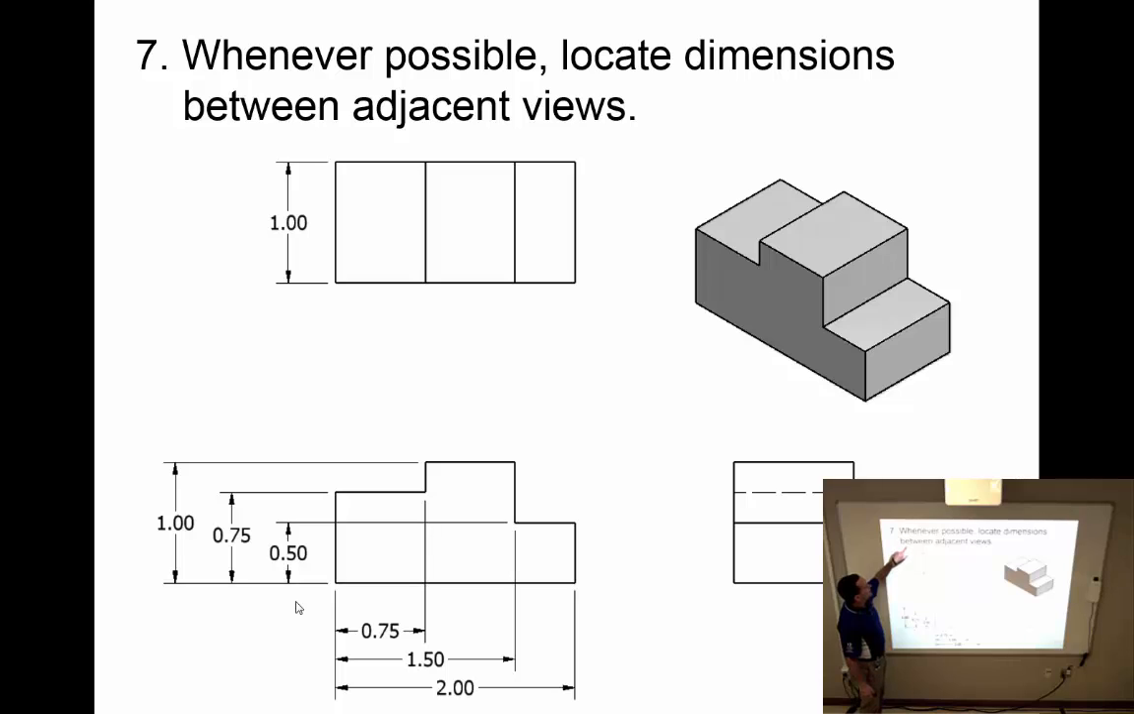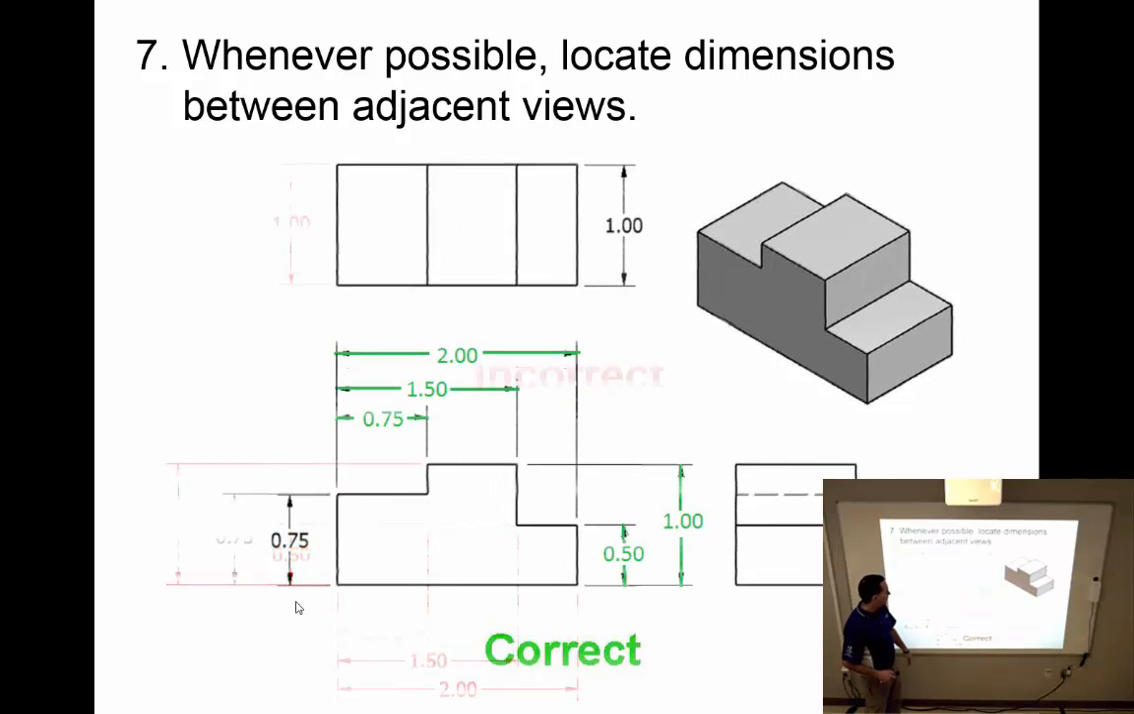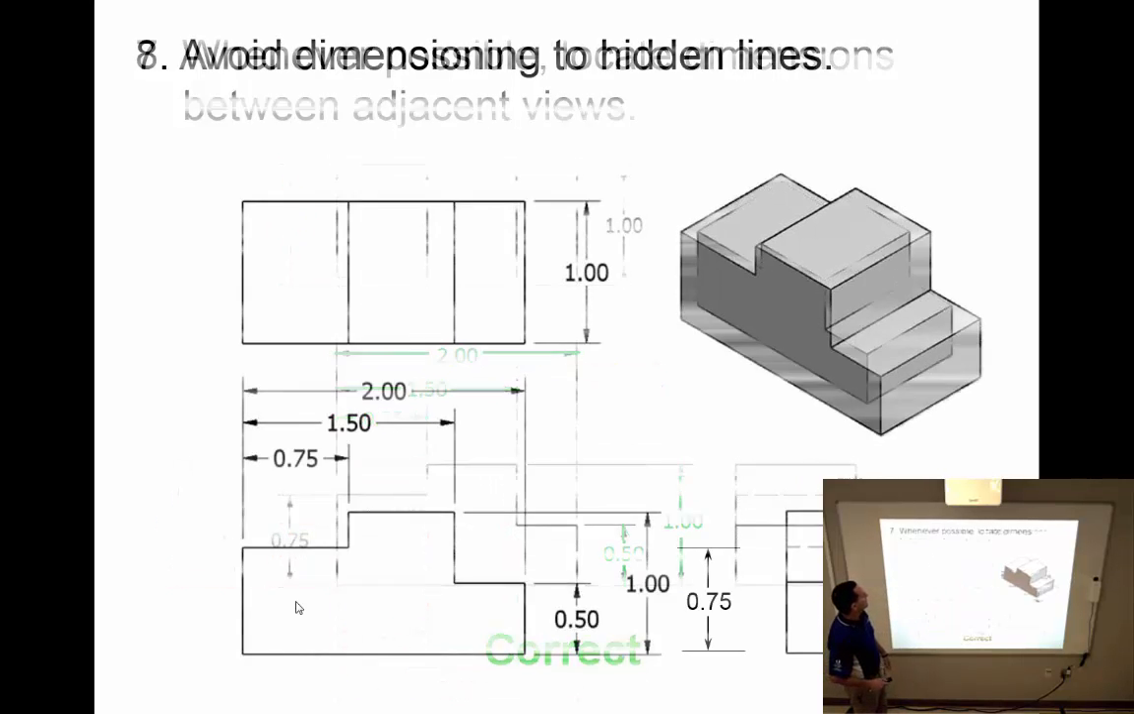Whenever possible, locate dimensions between adjacent views. The adjacent views means the space that we left in between the views specifically for the purposes of adding the dimensions. So rather than pulling these extension lines through the feature to put it over here, if I move it in between adjacent views, it wouldn't do that. And it's referencing both views. The overall width of 2 inches here is the same 2 inches here, so it would be preferred to have those placed in between the adjacent views.